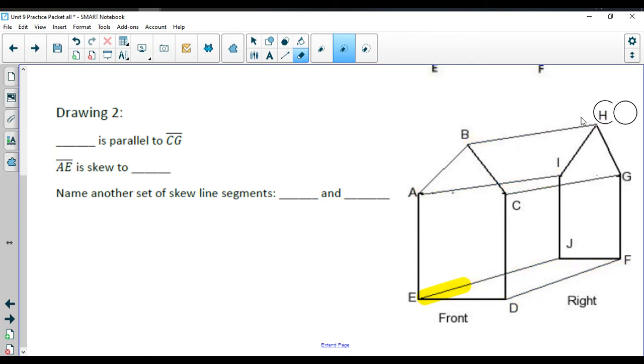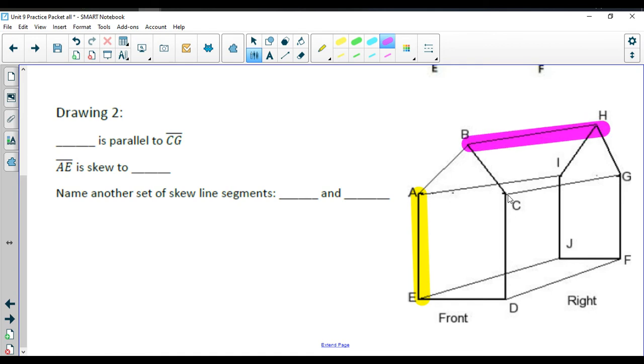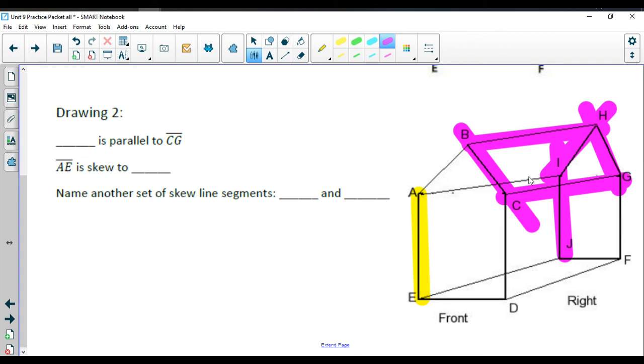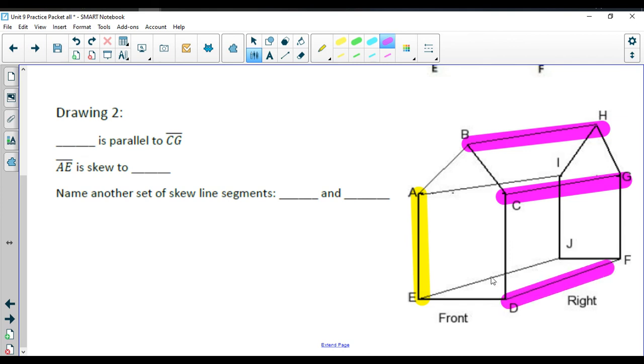For the next part, it says AE is skew to. So if we have AE right up front here, any lines that would be skew to this one would include BH, you could have CG, you could have BC, you could have HG, you could have HI, you could have JI. Actually, that would be parallel, so that would not work. And you could have DF up front here. Those would all be examples of skew lines.